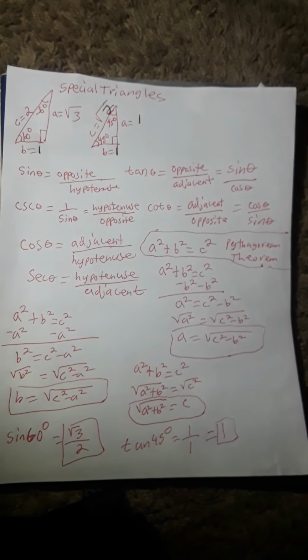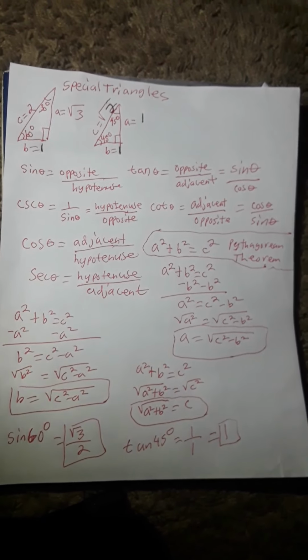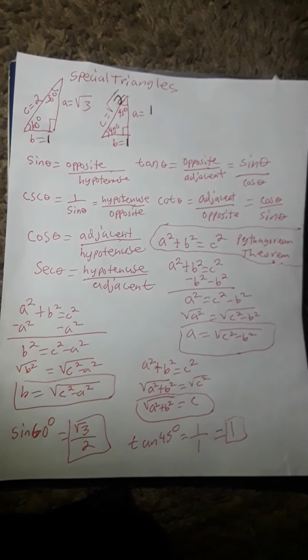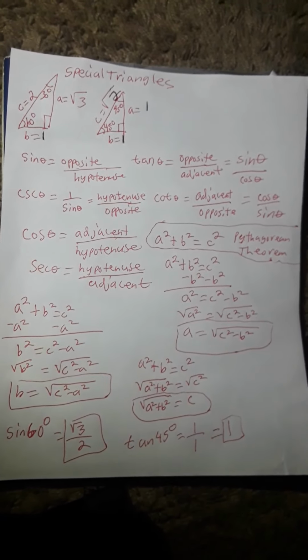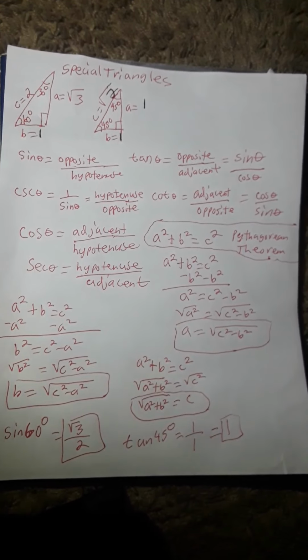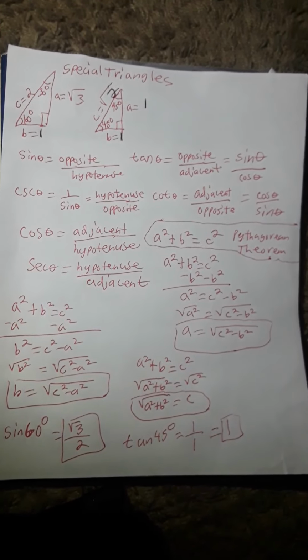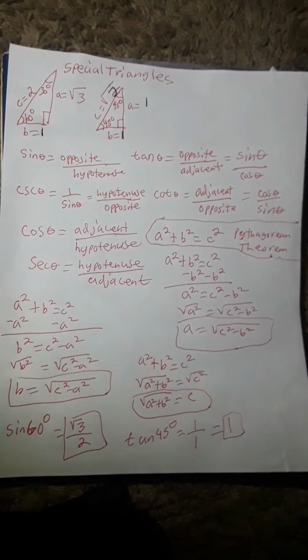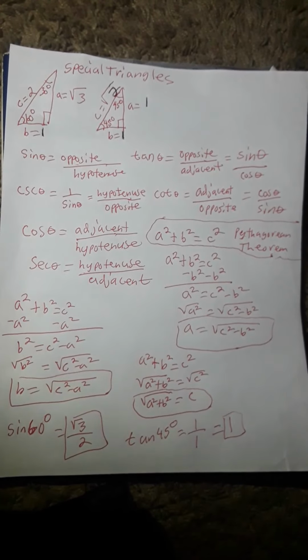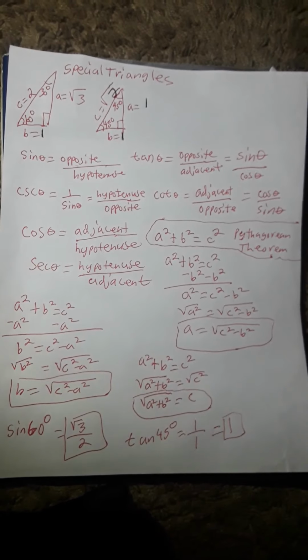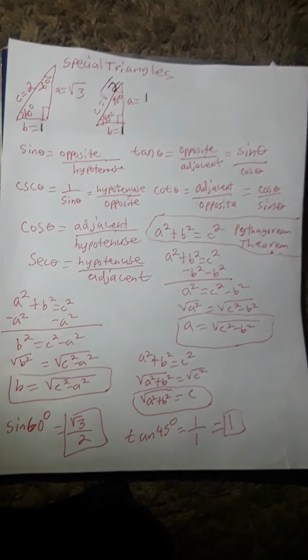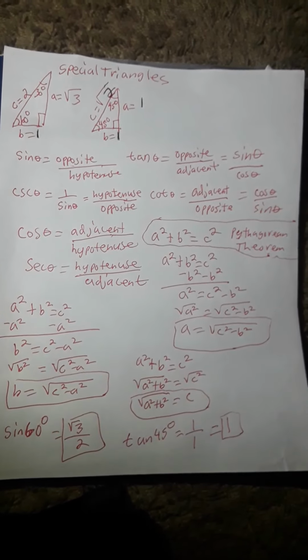Good morning, everyone. Today we are going to learn about trigonometry. Here we see a couple of special triangles. The 30, 60, 90-degree triangle has sides of A equals square root of 3, B equals 1, and C equals 2. C is always known as the hypotenuse, and A and B are the legs.